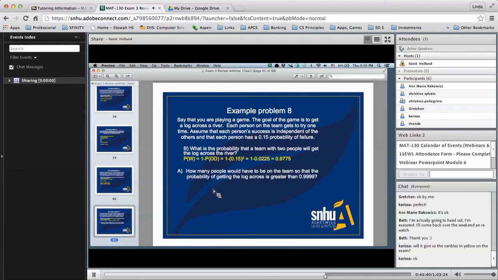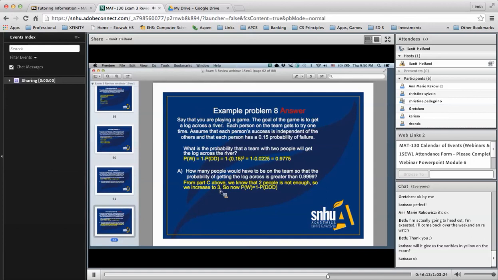Okay. So now, how many people would have to be on the team so that the probability of getting a log across is greater than 0.999? Well, if 2 people were on the team, it wasn't enough, right? If we look at part C, which I think is part B, what's right up here, 2 people on the team is not enough, because that's only a 0.9975 chance of a win. So let's see what happens if we now have 3 people on the team.